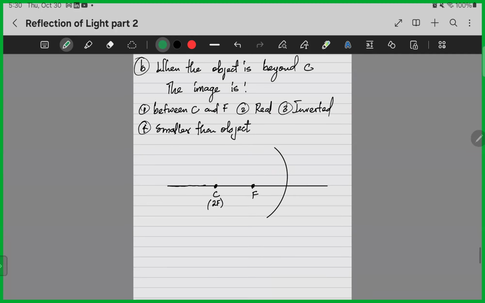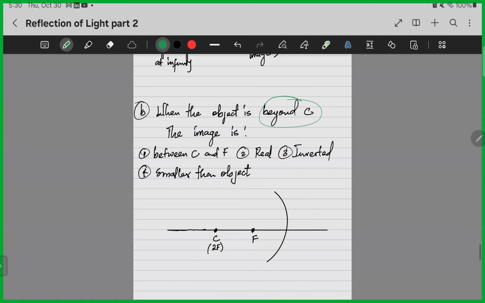But now, since we are saying the object is beyond C, yes, it will touch the principal axis somewhere. Let's put the object here. But that is somewhere beyond C, of course. That's obviously beyond C. This is C here. You understand? And this part is beyond C. So just get those points. I'm doing my very best to explain that concept to you. So this is where we place the object. This is the object AB.